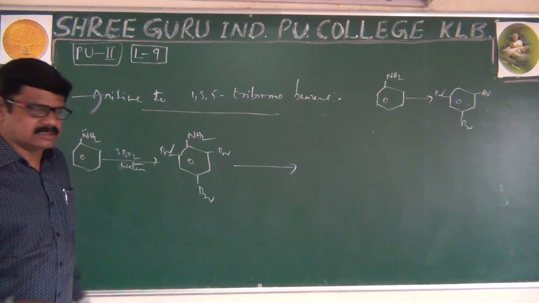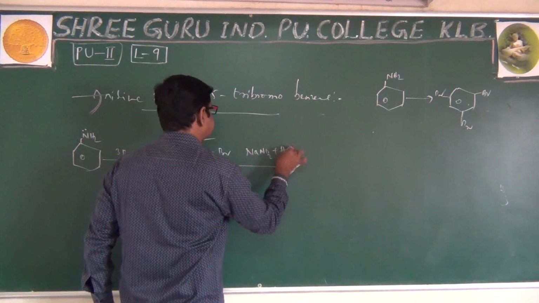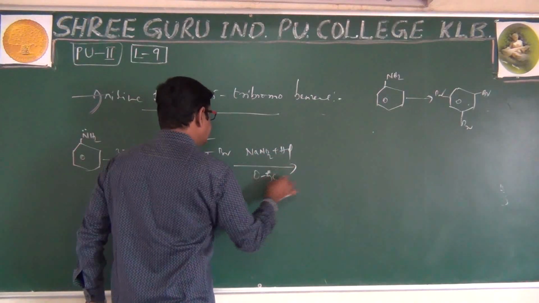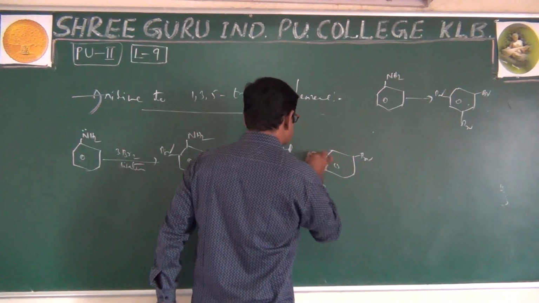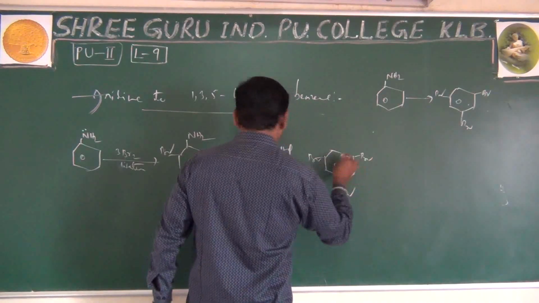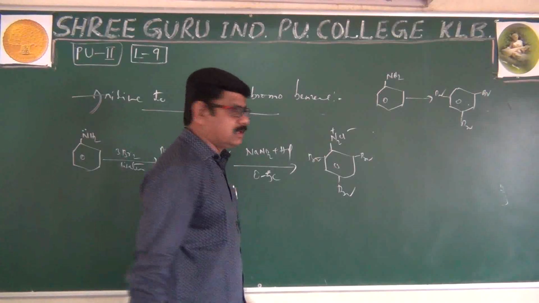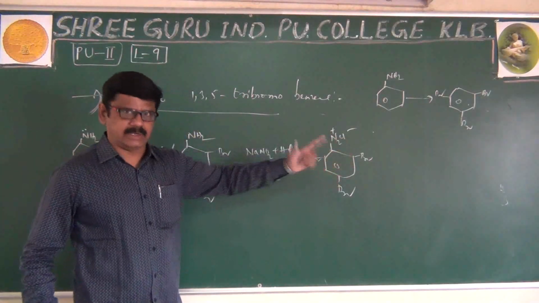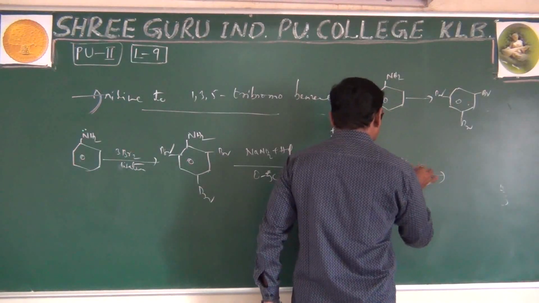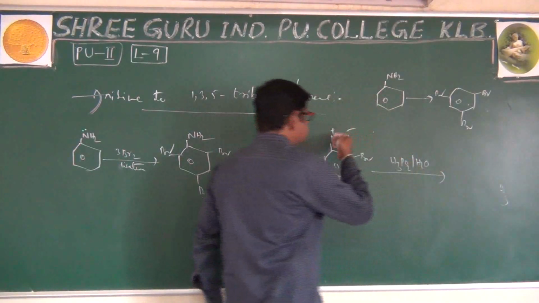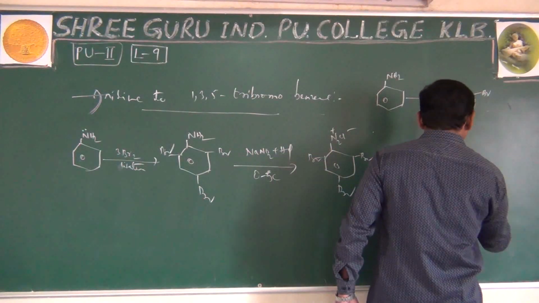The NH2 group is not there. For that purpose, we again do a diazotization with NaNO2, HCl at 0 to 5 degrees centigrade. All three bromines remain as they are, and NH2 is converted to N2Cl. Now we have to remove the N2Cl and replace it with hydrogen. For that purpose we again use H3PO2 and H2O. Hydrogen comes and replaces it. That's it.